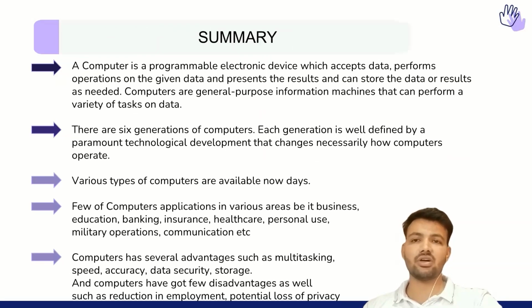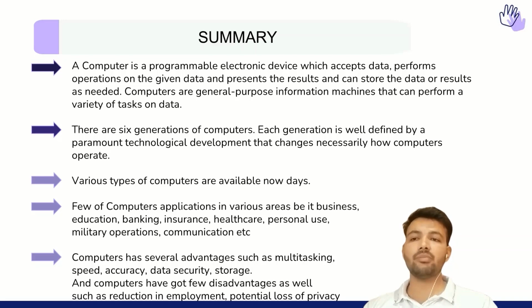So let's have a revision, let's have a summary. So सबसे पहले हमने पढ़ा कि कंप्यूटर होते क्या है, that computers are programmable electronic devices which accept data, perform operations and give data to the user, and results can be stored as per the need. So then we came across कि there are 6 generations of computers, और हर generation is well defined by the paramount technology development that changes necessarily how computers operate. Then we have various types that are available nowadays.